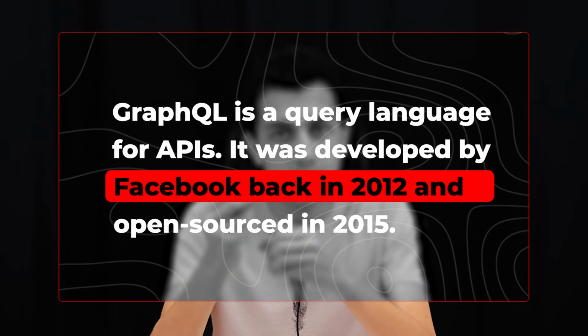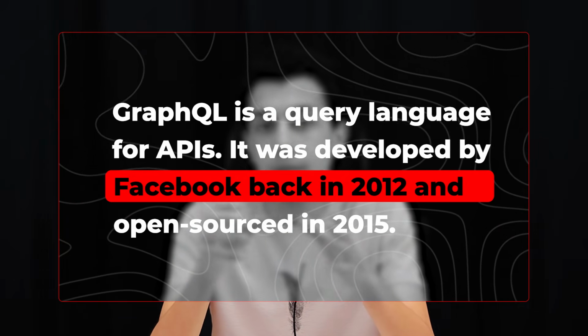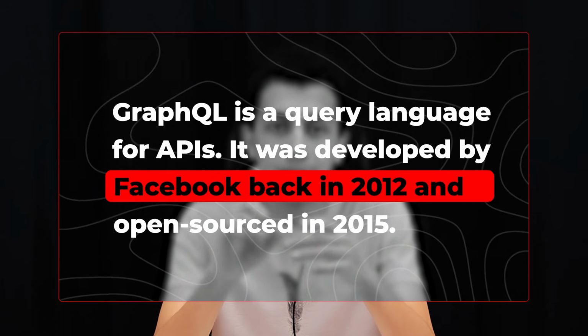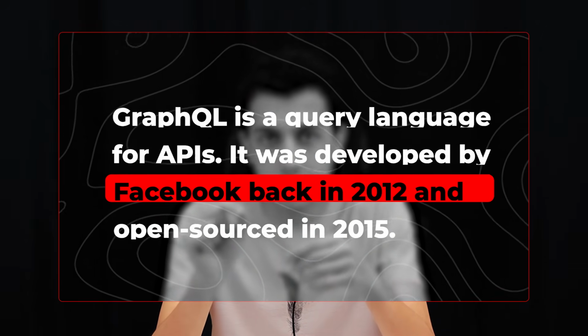So first things first, what actually is GraphQL? GraphQL is a query language for APIs. It was developed by Facebook back in 2012 and open sourced in 2015. Now, the name might make you think it has something to do with databases, like SQL, but it doesn't. GraphQL does not interact with databases directly. Instead, it sits as an API layer between your client and your backend services.